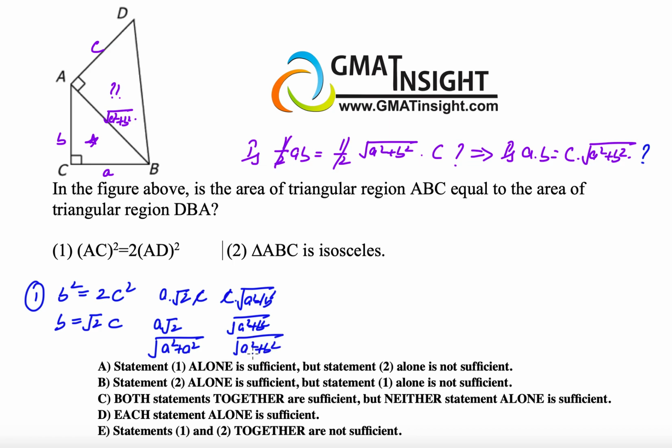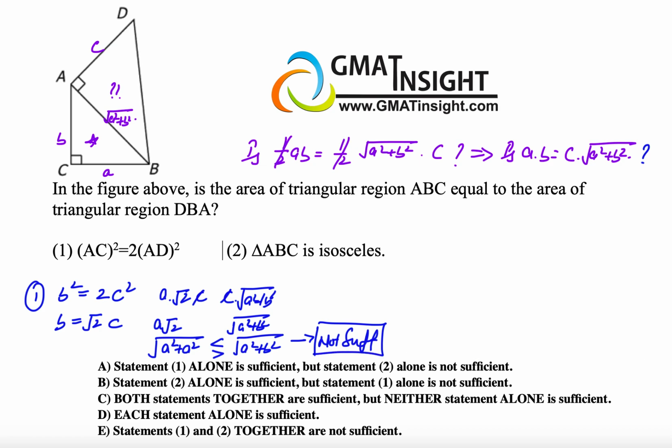But we do not know the comparison of A and B, because A can be greater than B, in which case the right hand side will be greater, and A can be smaller than B, in which case the left hand side will be greater. Therefore, we say that the first statement alone is not sufficient to answer this question.